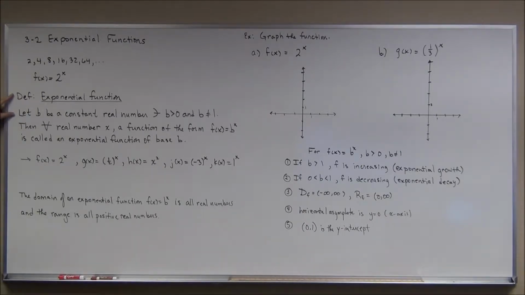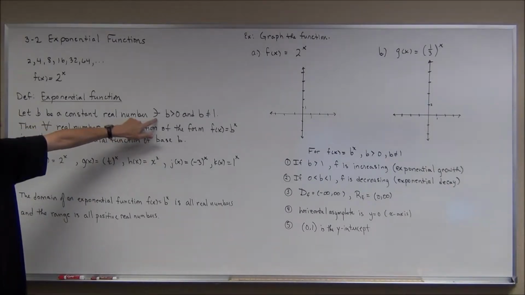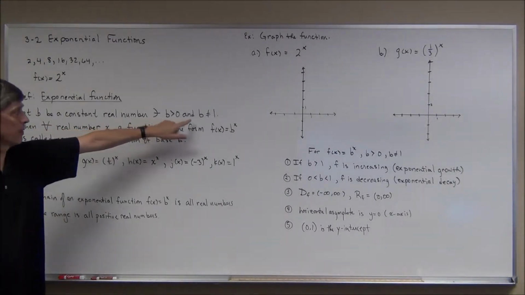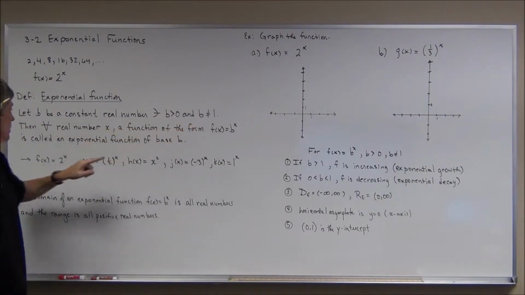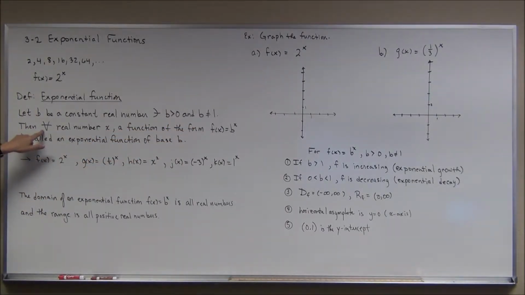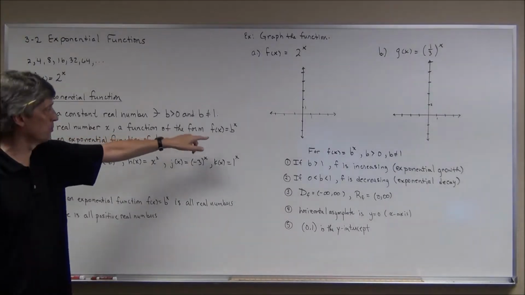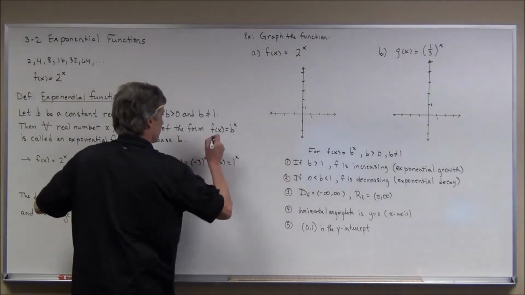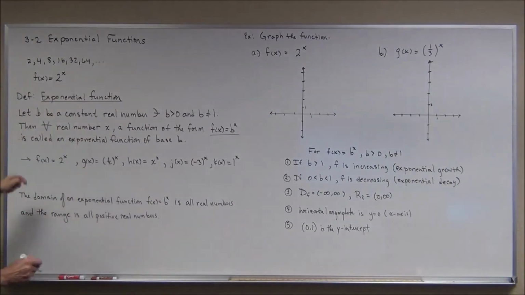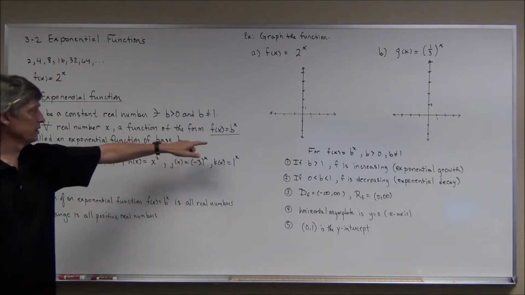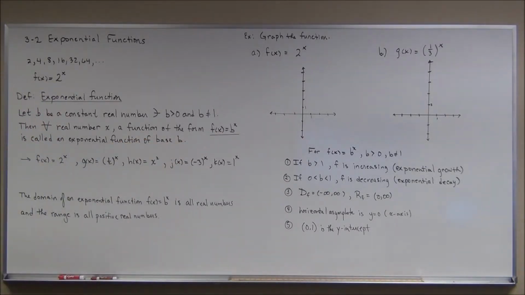Let b be a constant real number such that b is greater than 0 and b does not equal 1. Then, for every real number x, a function of the form f of x equals b to the x, this guy right here, is called an exponential function of base b. Now, depending on the book you use, you have different variations of this. Sometimes they'll put a factor of a out in front. But in this case, a is 1.